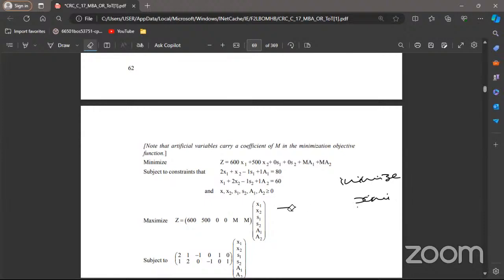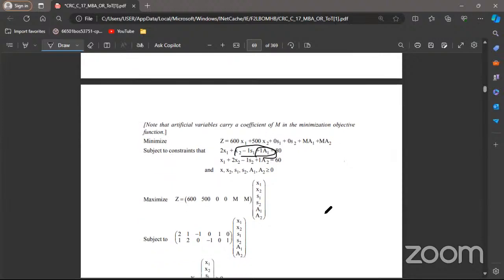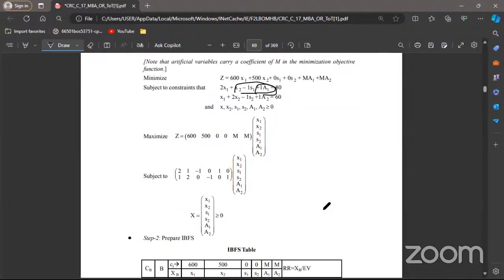So now, are these constraints clear? Whenever we are deducting a surplus variable, you should add an artificial variable. The contribution of the artificial variable is plus M or minus M depending on the objective. If the objective is minimization, it will be plus M. If the objective is maximization, it will be minus M. Is it clear? Can we go to the table now?